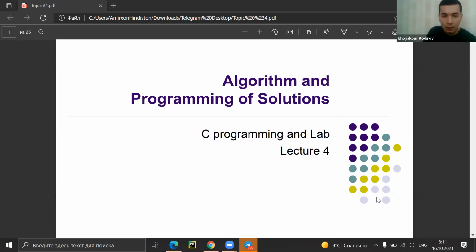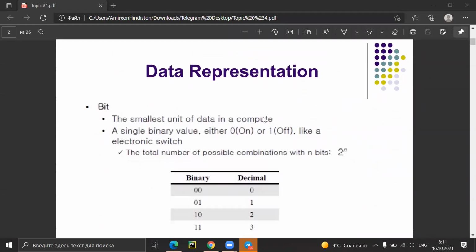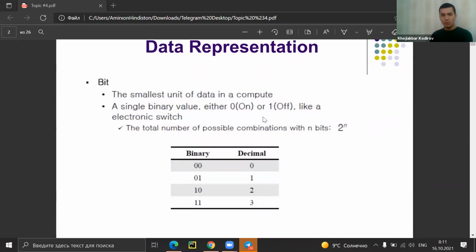Okay, done. Guys, let's start a new topic. How do you think, do computers understand our commands or not? They understand machine code, binary code. Yes, they understand the binary code. What is the binary code? Zeros and ones.